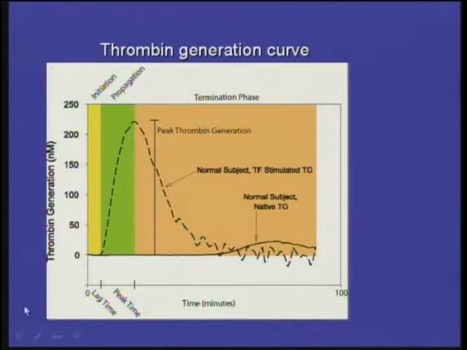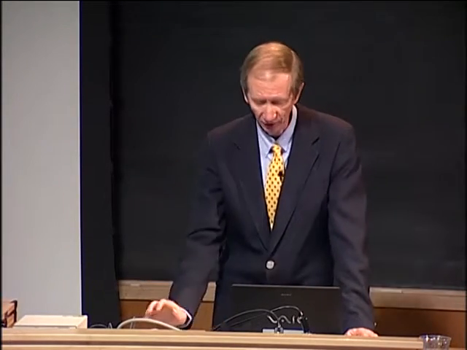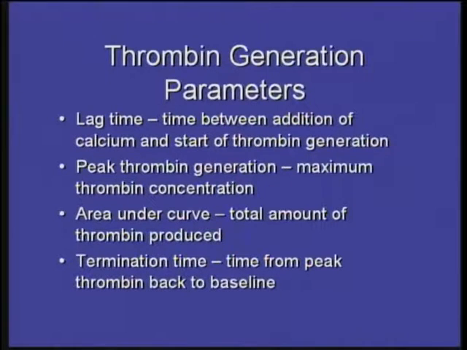So this is kind of our standard new test, you might say, to evaluate at least some kinds of thrombosis. We're going to measure how much thrombin you make when we stimulate you with a known, small amount of tissue factor, and the kinds of things that we're going to measure are the lag time. How long does it take for this to start? The peak thrombin generation: what's the peak amount that you generate before you start back down again? What's the area under the curve? That's the total amount of thrombin you make when you activate it. And then what's the termination time? How long does it take for the system to shut itself down again?